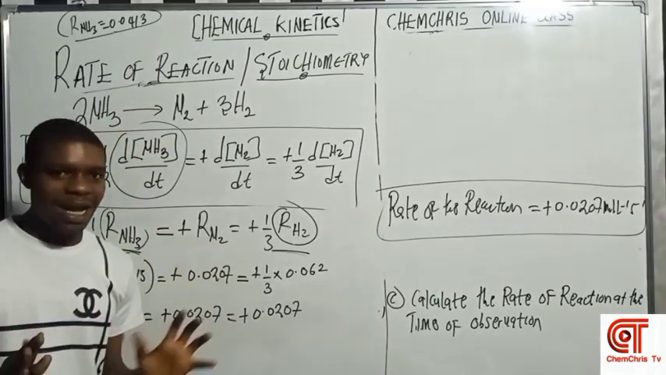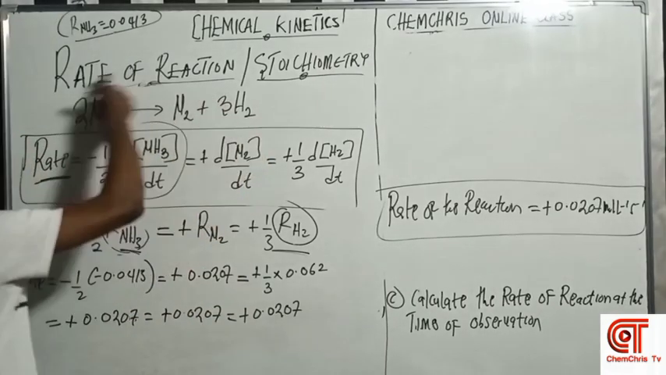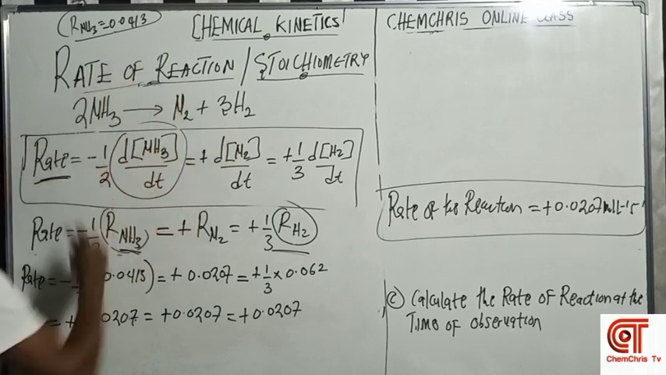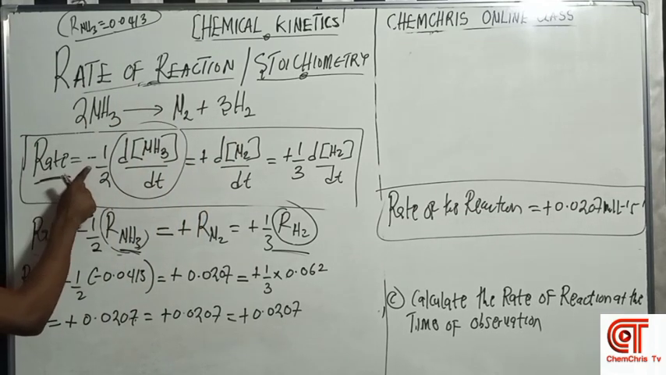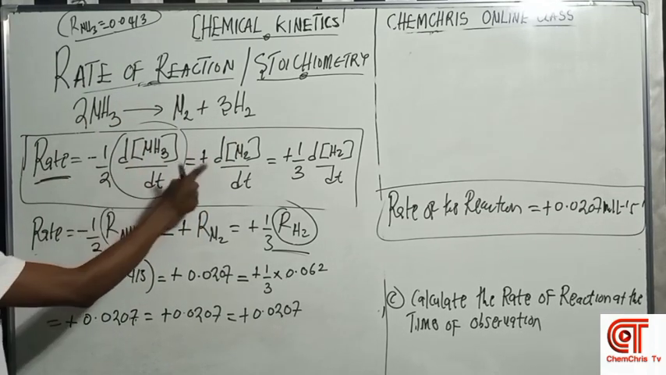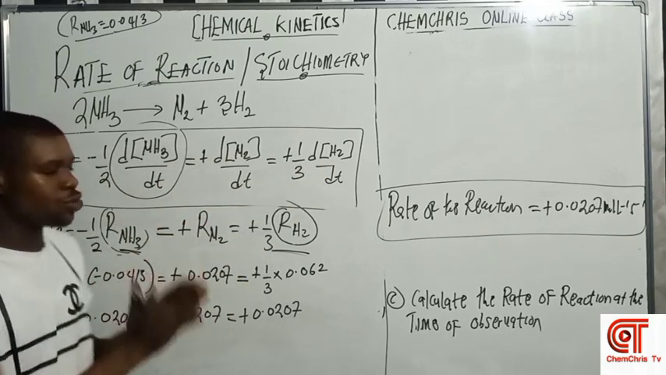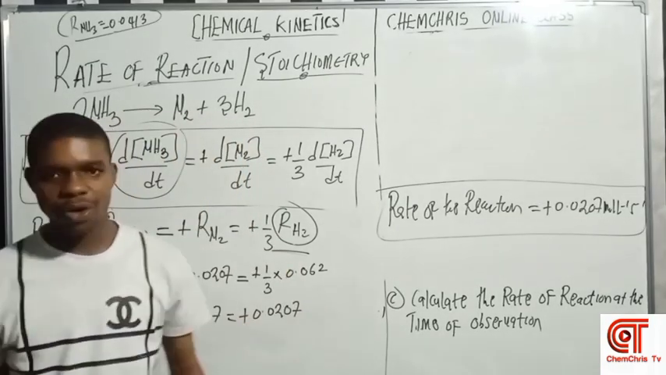Now, in general, the overall rate of the reaction must be equal to this, and this must be equal to this here. So that's why you see that the rate equals minus this of this one here, which equals plus this of this one here. Do you understand? So these are how to do the calculation.